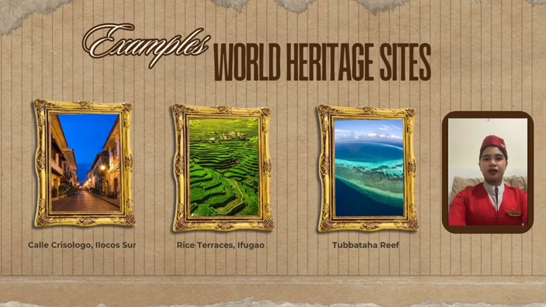Calle Crisologo, located in Vigan, Philippines, is a prime example of a historic street that encapsulates the rich cultural heritage and architectural legacy of the region. It has earned its place as a UNESCO World Heritage Site due to its unique blend of colonial Spanish and indigenous Filipino influences, which reflects the complex history of the Philippines and the profound impact of colonialism. It is recognized as a World Heritage Site for its well-preserved Spanish colonial architecture.